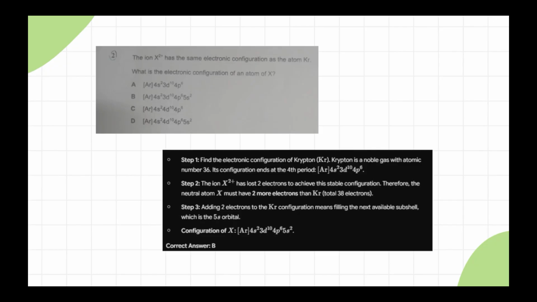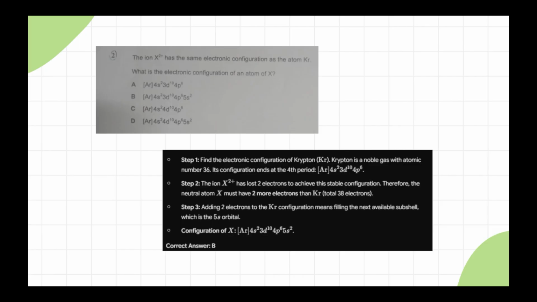Number two. The ion X2+ has the same electronic configuration as the atom krypton. What is the electronic configuration of an atom of X? So we get three steps here. The first step is to find the electronic configuration of krypton. Krypton is a noble gas with atomic number 36. Its configuration ends at the fourth period: argon 4s2 3d10 4p6.